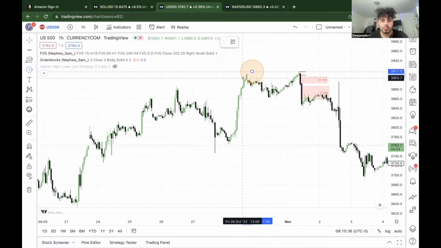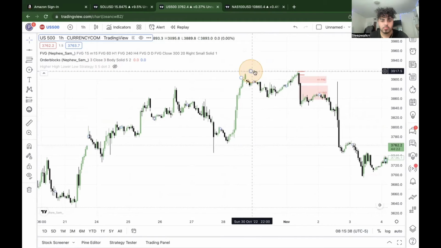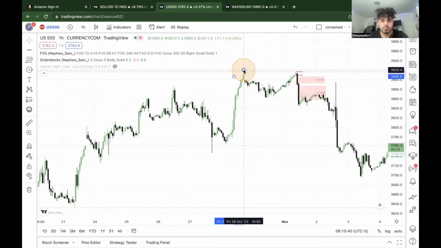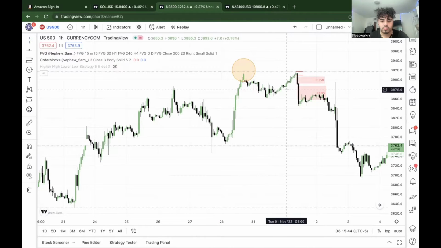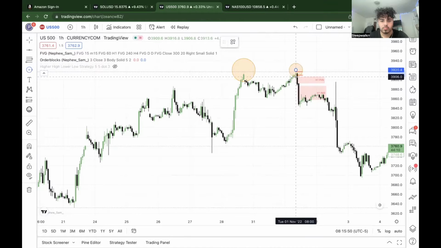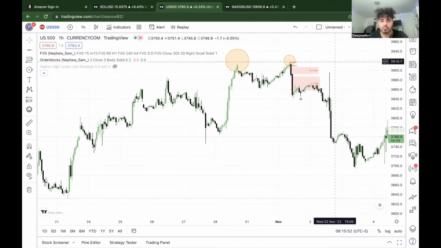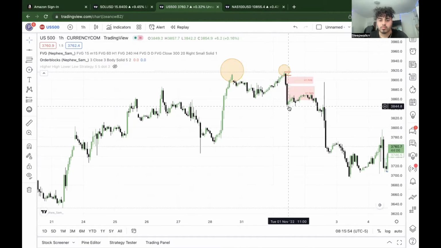That high, and then just to the right of it, a few candles over on November 1st at 8 o'clock in the morning, that high is slightly higher than that one prior to it. Okay, so we have relative equal highs there. We broke down, took out the low on the 10 o'clock hour on October 31st.